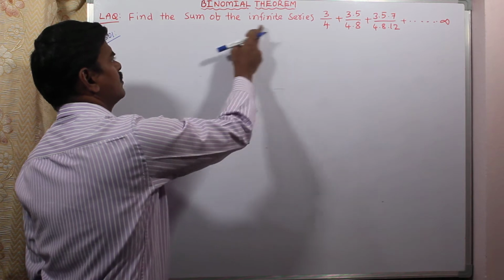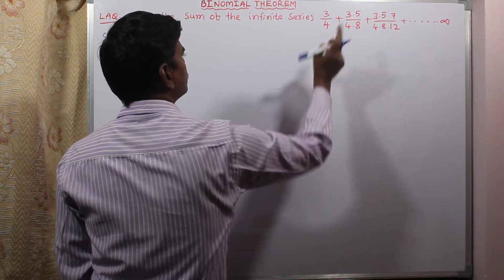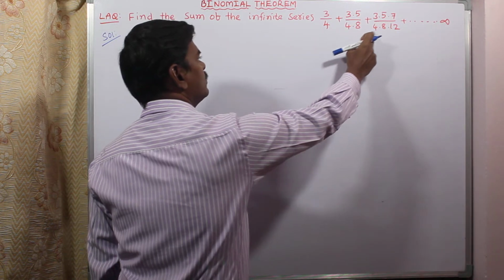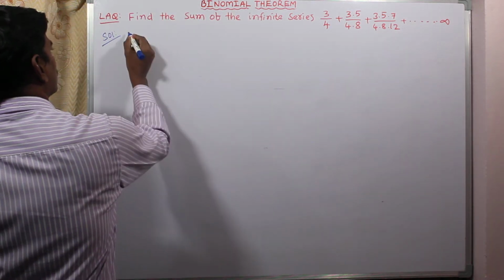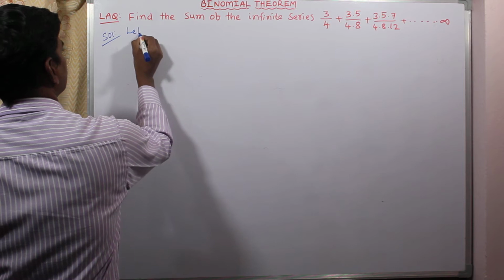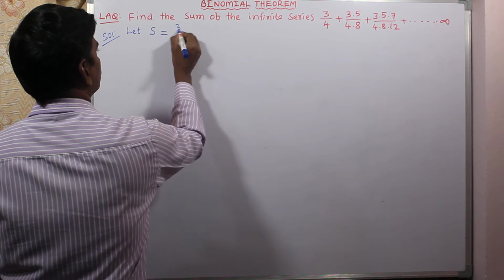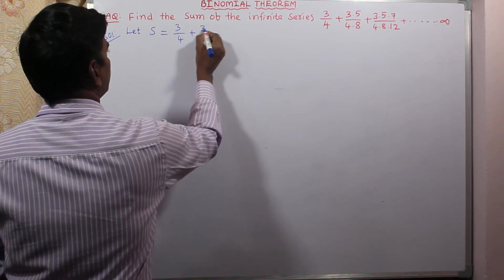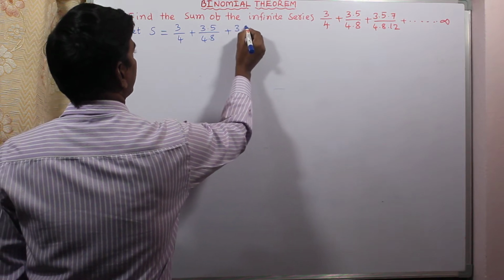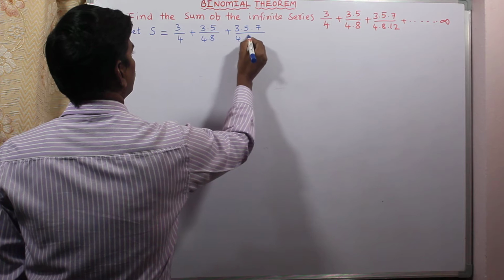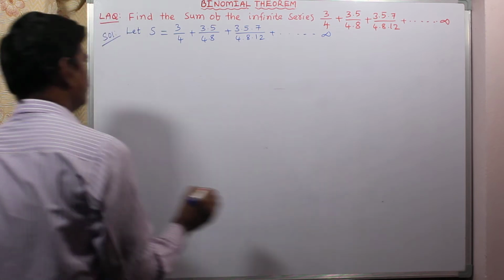See the question: find the sum of the infinite series 3 by 4 plus 3 into 5 by 4 into 8 plus 3 into 5 into 7 by 4 into 8 into 12 plus so on up to infinite. Let's name the given series as S. Let S is equal to 3 by 4 plus 3 into 5 by 4 into 8 plus 3 into 5 into 7 by 4 into 8 into 12 plus so on up to infinite.